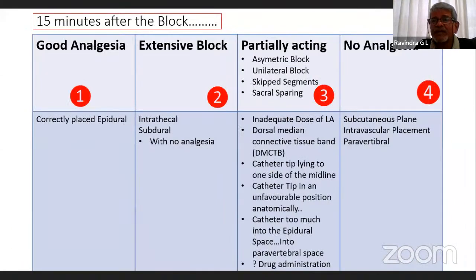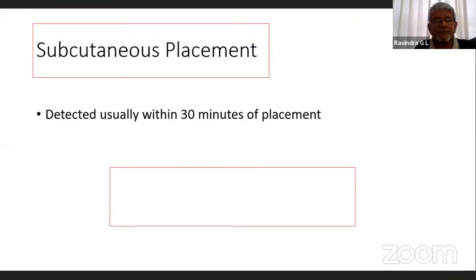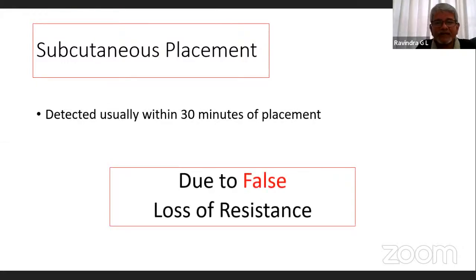So the last one is there is no analgesia. When there is no analgesia, what are the possibilities and what is to be done? Most of the times, it is subcutaneous placement, detected usually within 30 minutes of placement, and due to false loss of resistance.